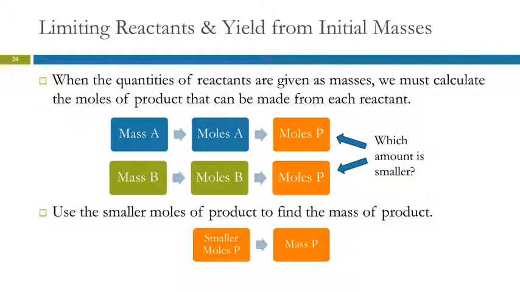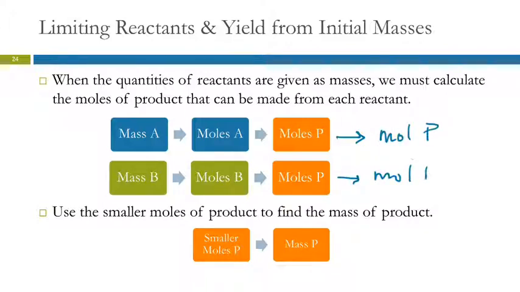the product. The book says, well, stop there and find out which one's smaller. Pick the smaller one and then continue and convert to the mass. So what I like to do, because I think it's not much more work and it's less thinking. So less thinking is always good. I'm going to say, well, let's just go all the way to moles of product. And then look for the smaller.